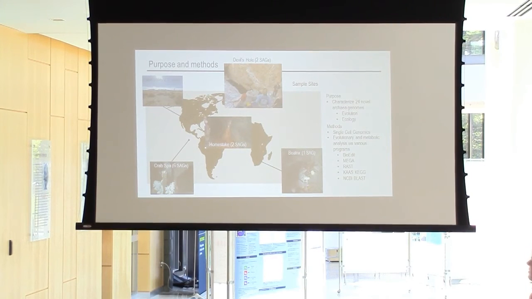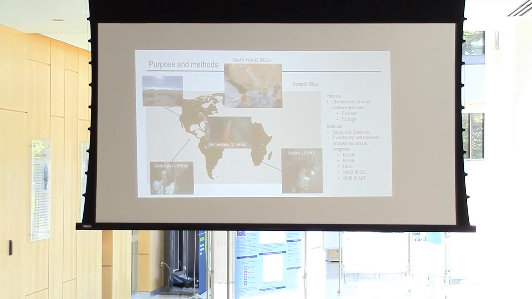At the beginning of the summer, I was given 24 archaeal genomes that we thought might be Wolfsarchaeota, and they were collected from various sites around the world. Here we have some gold mines, some subsurface aquifers. This is a hydrothermal vent. There's also a site over here in this oceanic gyre. And we designed a project around characterizing the ecology and evolution of this novel Wolfsarchaeota phylum.